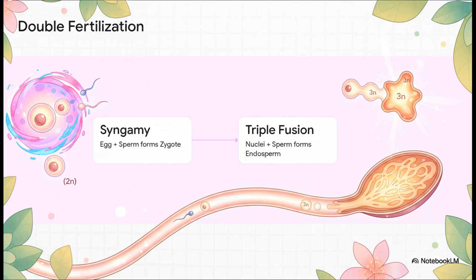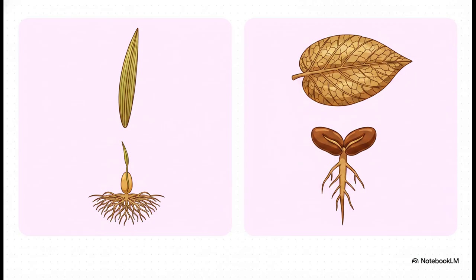The first sperm fuses with the egg to make the baby, the diploid zygote. But the second sperm, it combines with 2 polar nuclei to create a triploid endosperm. So one sperm makes the baby, and the other makes the packed lunch to keep it alive. Honestly, it's brilliant. Within these flowering giants, we see a final major divergence, and it's based on seed structure.